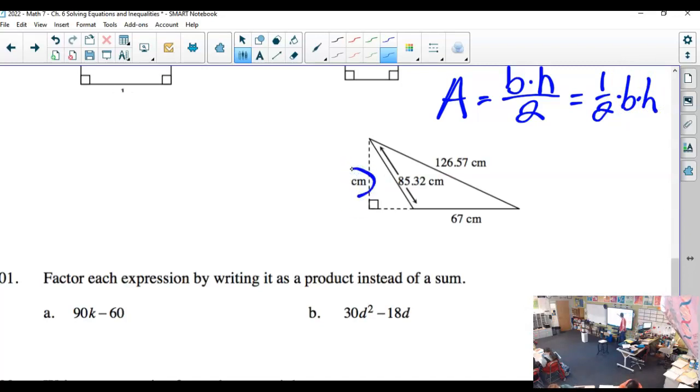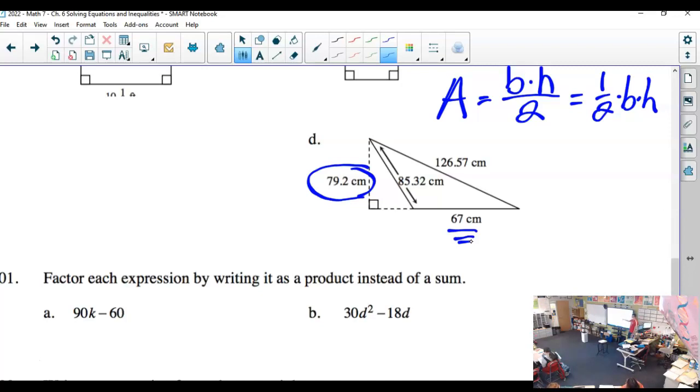Except here, I didn't move my box far enough. The height is actually outside of the triangle. That's the height of your triangle. And guys, homework help kind of walks you through this. So the base is 67. The height is the 79.2.